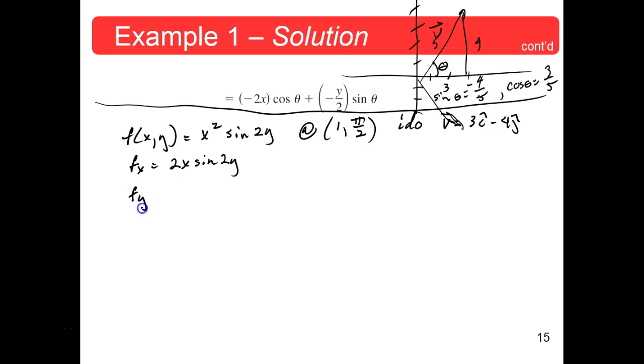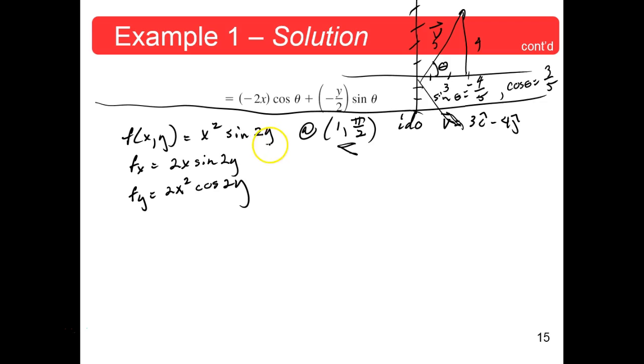And what's f sub y? Now x is a constant, right? The derivative of sine is cosine, so it's 2x squared times cosine 2y. Exactly. That's your f sub y. But we're only interested in that at the point. Okay? So let's plug in what these are at that point right there.